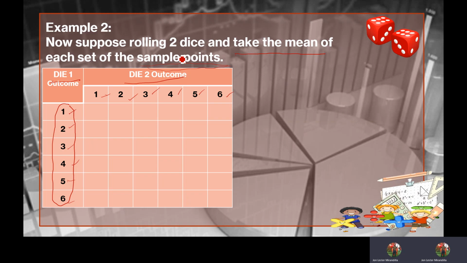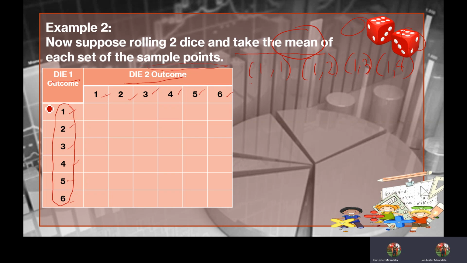Meron din na mga dots or na phases sa ating die. Ngayon, kukunin daw natin yung mean nila, mean ng mga outcomes. So let's see, ano ba yung mga outcomes na possible na lumitaw if magro-roll tayo ng dalawang die. So ito yung dalawang die. Possible na lumabas is si 1 and 1. Possible na si 1 and 2. Possible combination of 1 and 3 or 1 and 4. Tama ba? Ngayon, kukunin daw natin yung mga mean nito.